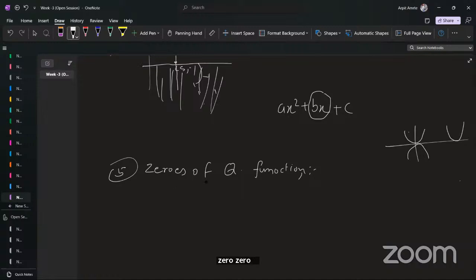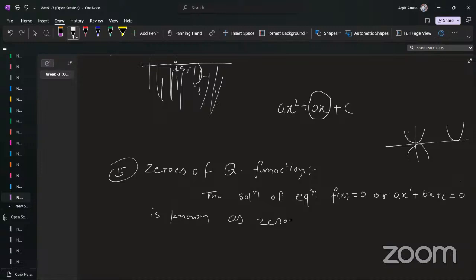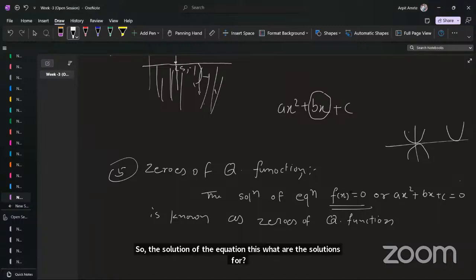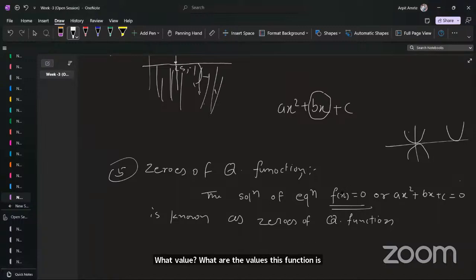Okay, so what are the zeros of a quadratic function? Zeros are those values for which y becomes 0, the values for which the solution f(x) becomes 0. The values for which f(x) equals 0, or in this case ax square plus bx plus c equals 0, are known as zeros of a quadratic function, or of a function in general. So for what values this function becomes 0, those values are known as the zeros of the function. Got the point?